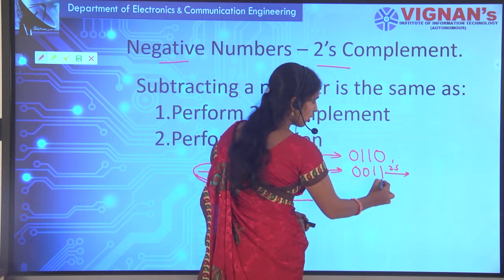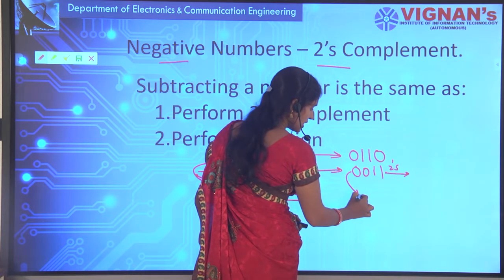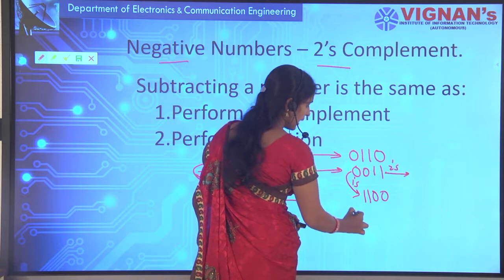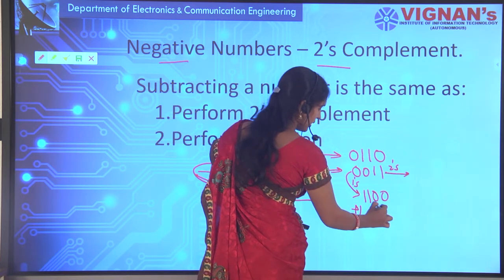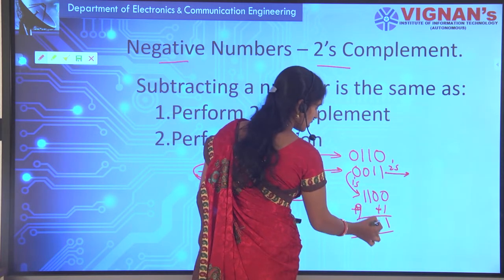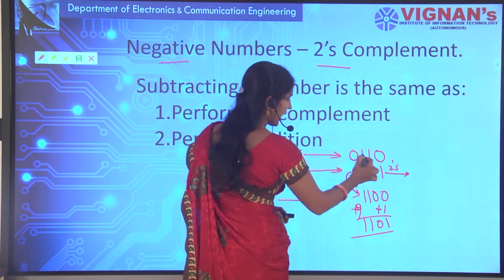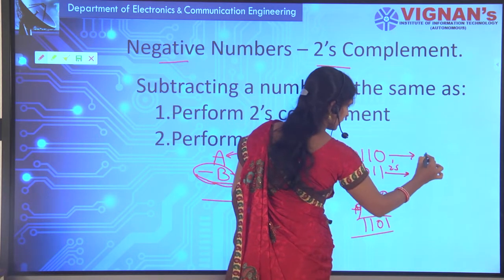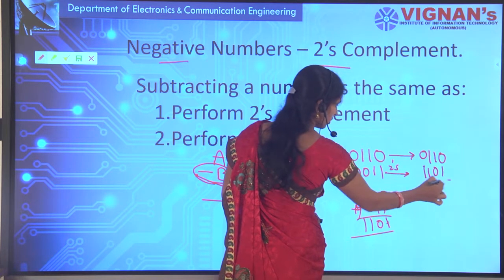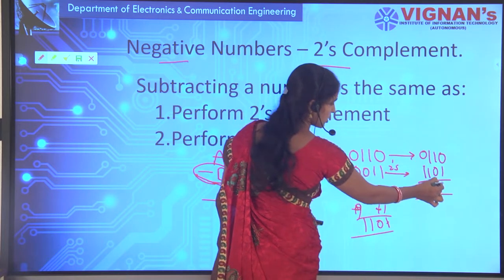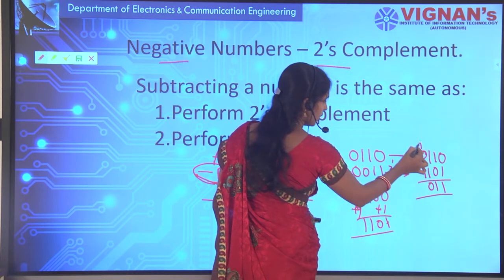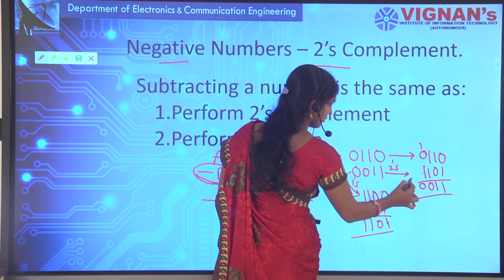See, how will you take the 2's complement of this number? First perform the 1's complement. What will be our 1's complement? 1001, and add plus 1. If we do that, what will be your answer? 0 plus 1 is 1, so 1010. So add it to this number. See, this is 0110 and 1101. What will be our answer? 0 plus 1 is 1, 1 plus 0 is 1, 1 plus 1 is 0, carry 1, 1 plus 1 is 0, carry 1.